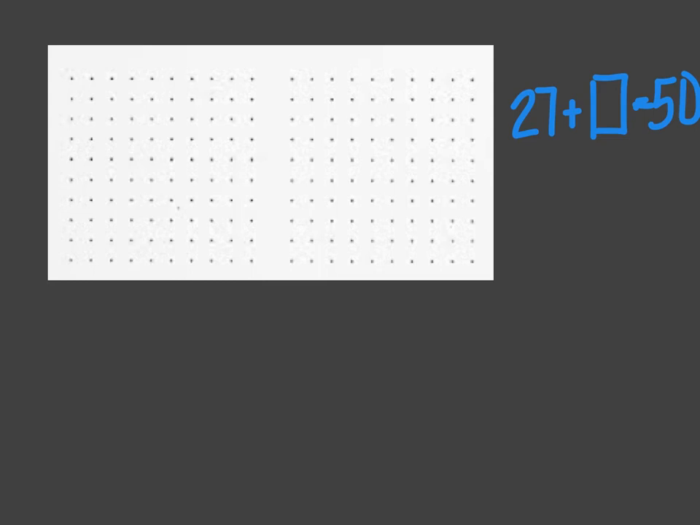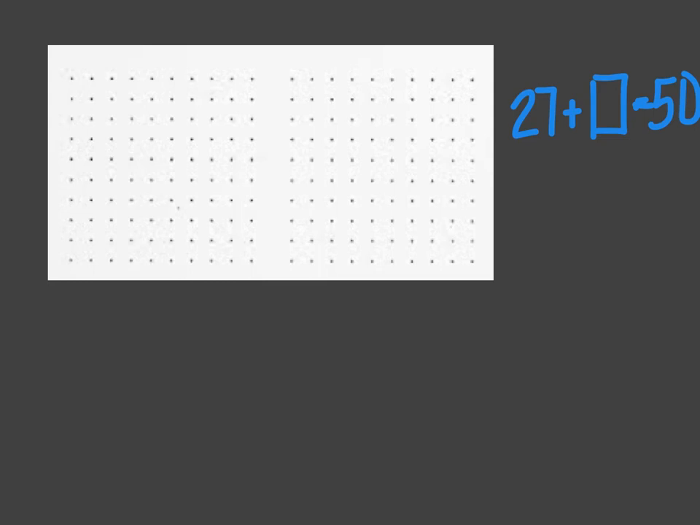numbers. Today is going to look a little bit different though because we know the first add-in and we know the total at the end. What we don't know is the second add-in, the second number that's being added together. So that's what we're trying to figure out. So we're going to be working on that today.